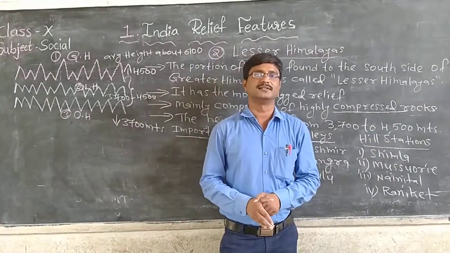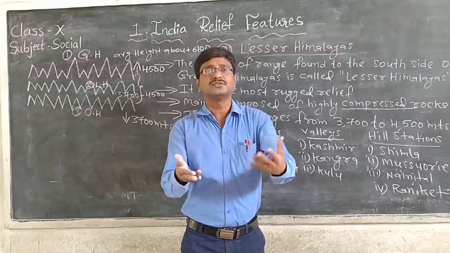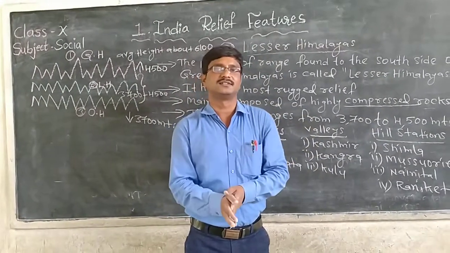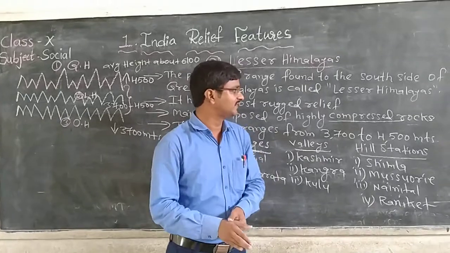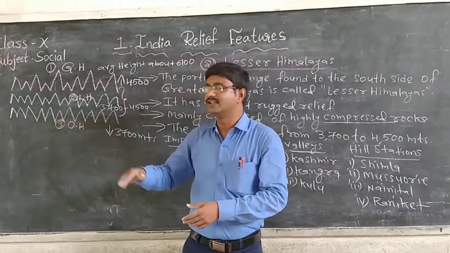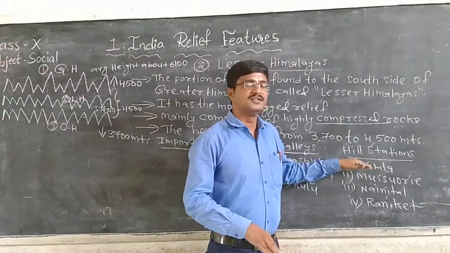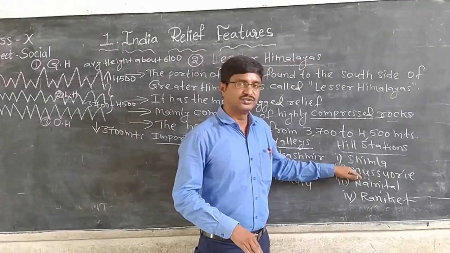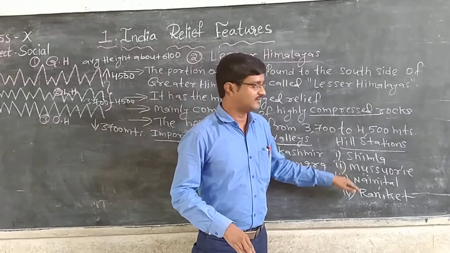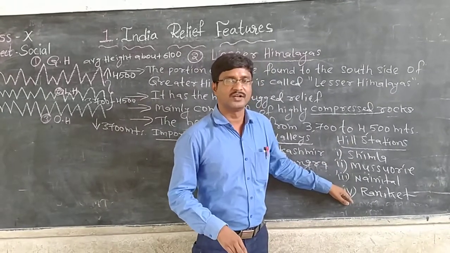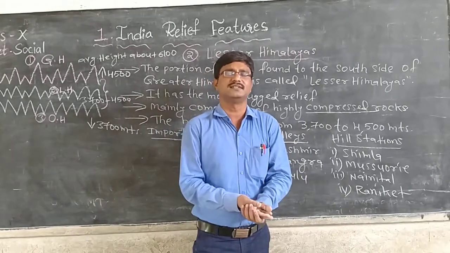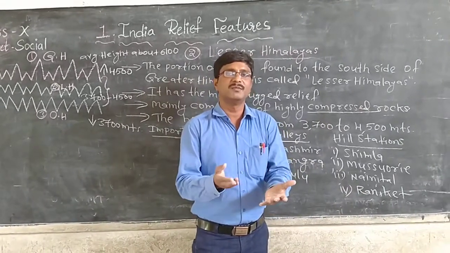Lesser Himalayas is also famous for hill stations. What are the famous hill stations situated in this Lesser Himalayas region? Shimla, Mussoorie, Nainital, Ranikhet. What are all these? These are famous hill stations.